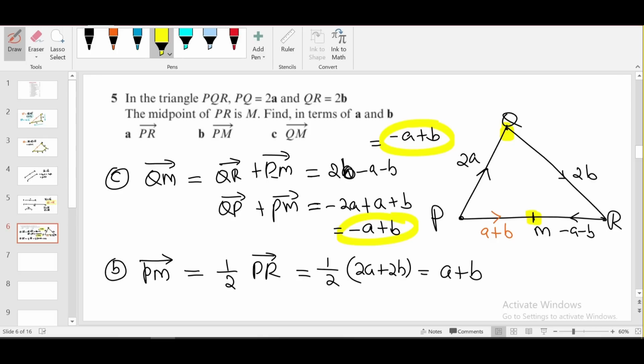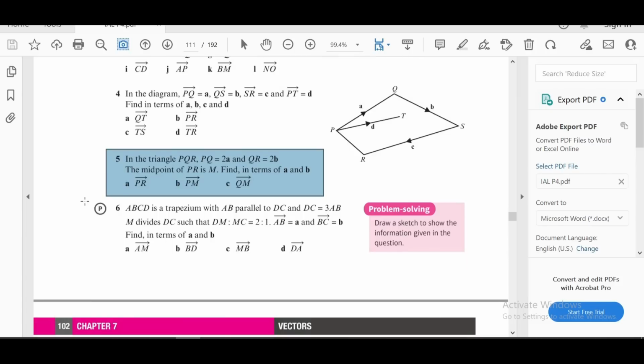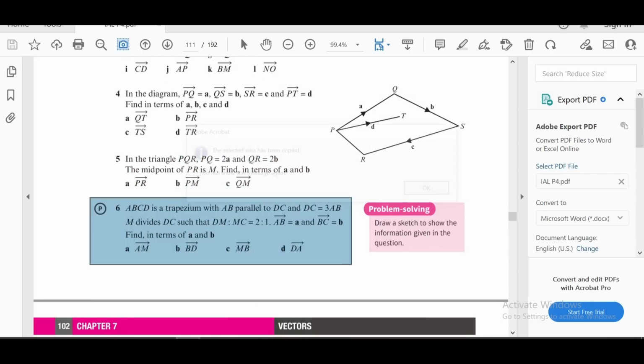Okay. Copy that please. Yeah, I have it down. Let's try one more question. The same exercise, question number 3 now.